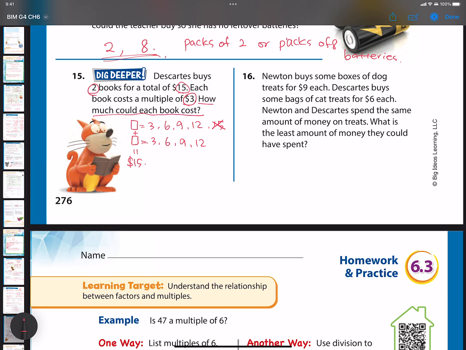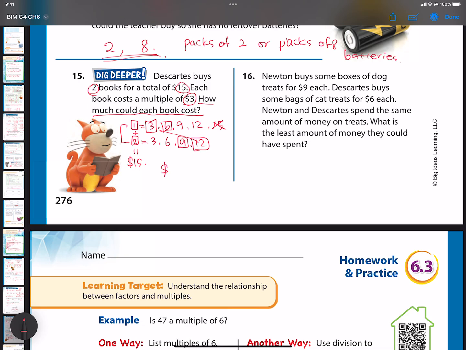So when you add 2 numbers, okay, you have to make $15. So I just model it here. Let's say book 1, book 2. Okay, so let's see if the book 1 was $3. The book 2 has to be what? $12, right? Okay, what about 6? If the book 1 is $6, the book 2 has to be $9. You got it?